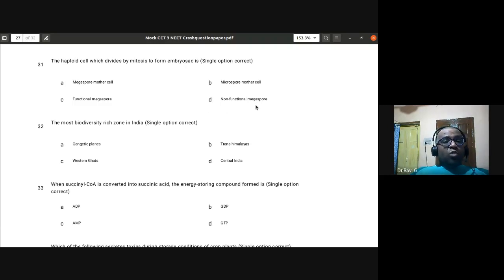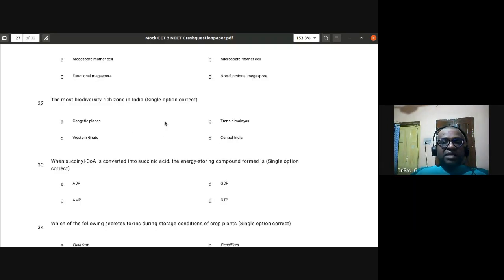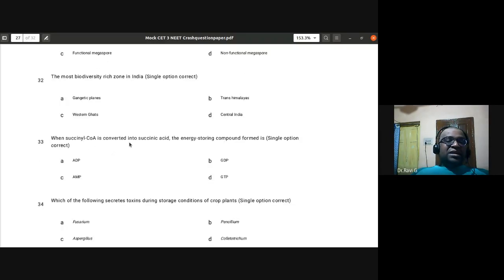32nd, the most biodiversity rich zone in India: is it Gangetic Plains, Trans Himalayas, Western Ghats, or Central India? The Western Ghats are the most biodiversity rich zone in India. So 32nd, C is the answer.